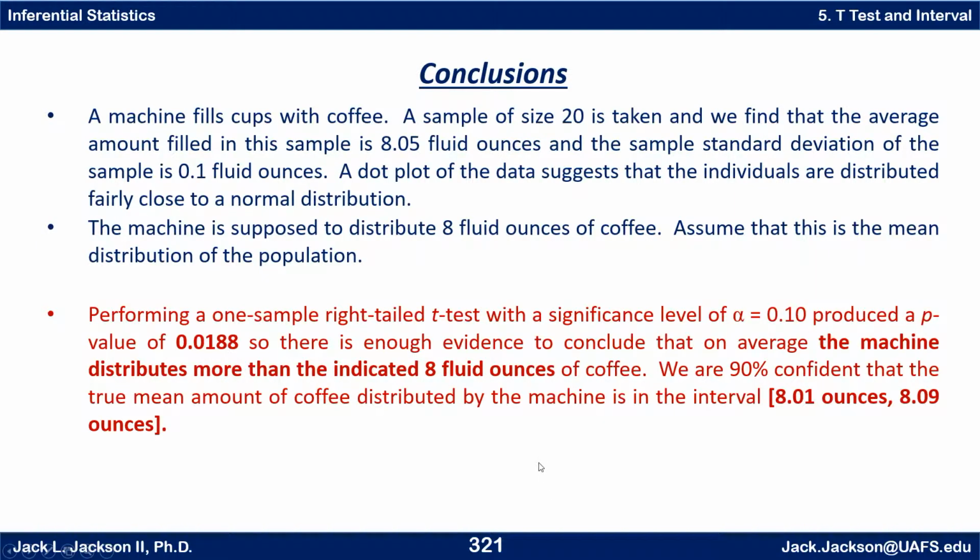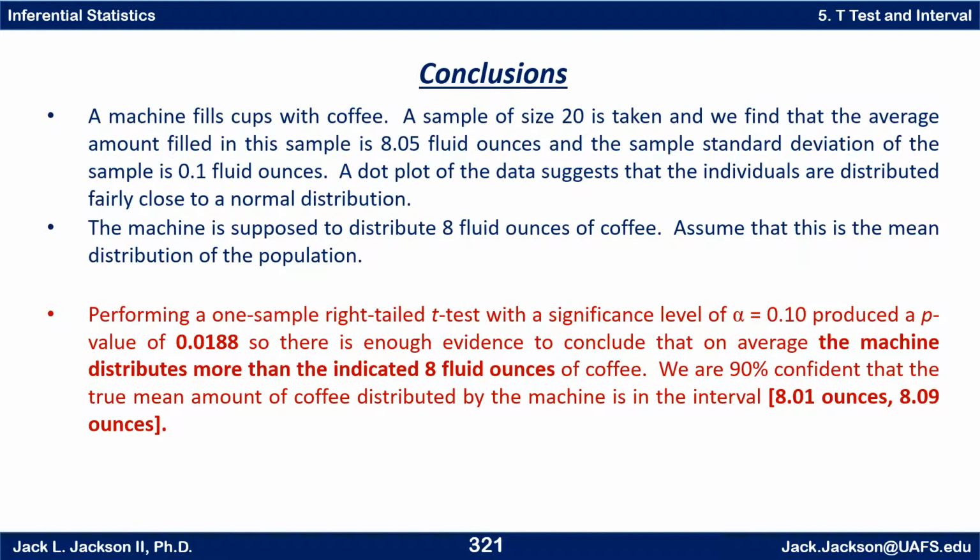So the conclusion is performing a one-sample right-tailed t-test with a significance level of alpha equals 0.10 produced a p-value of 0.018. So there is enough evidence to conclude on average the machine distributes more than the indicated 8 fluid ounces of coffee. And we're 90% confident that the true mean amount of coffee distributed by the machine is in the interval 8.01 to 8.09.